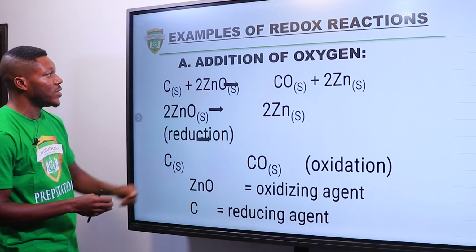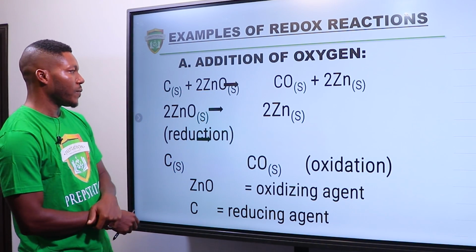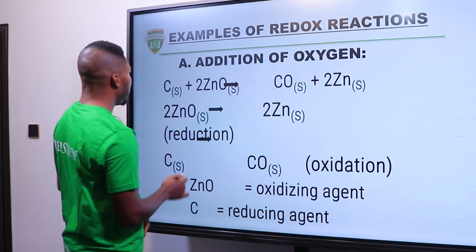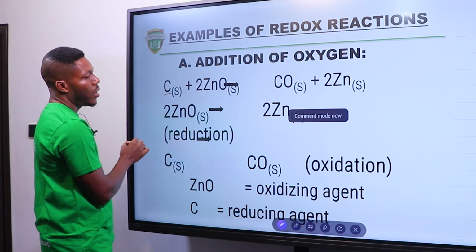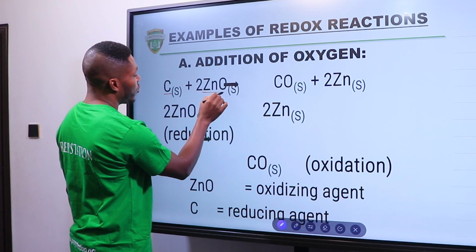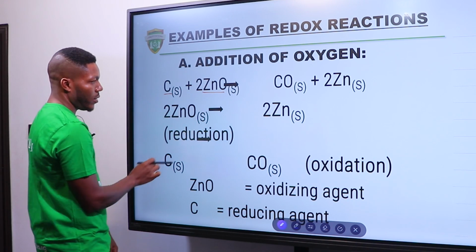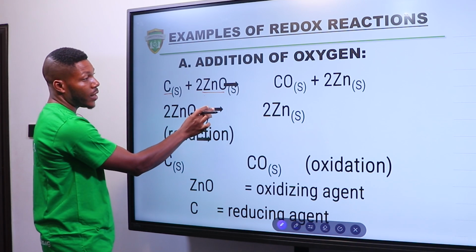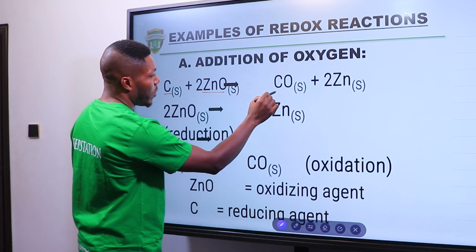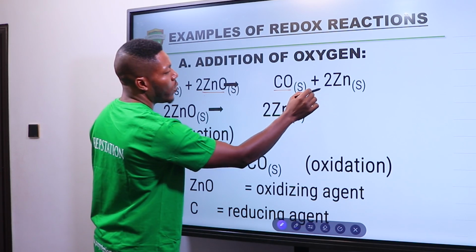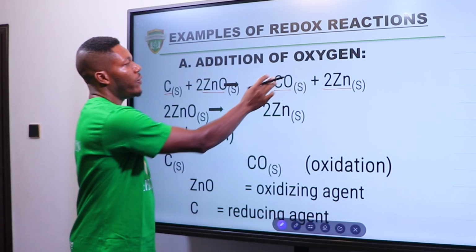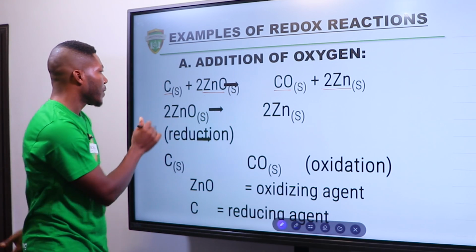The first example is addition of oxygen. Now, let's look at the first reaction. This is carbon reacting with zinc oxide, though it's not balanced. C plus 2ZnO. Now, the products give us what? CO, carbon oxide, and zinc. Take notes. Addition of oxygen. Now, look at this together.